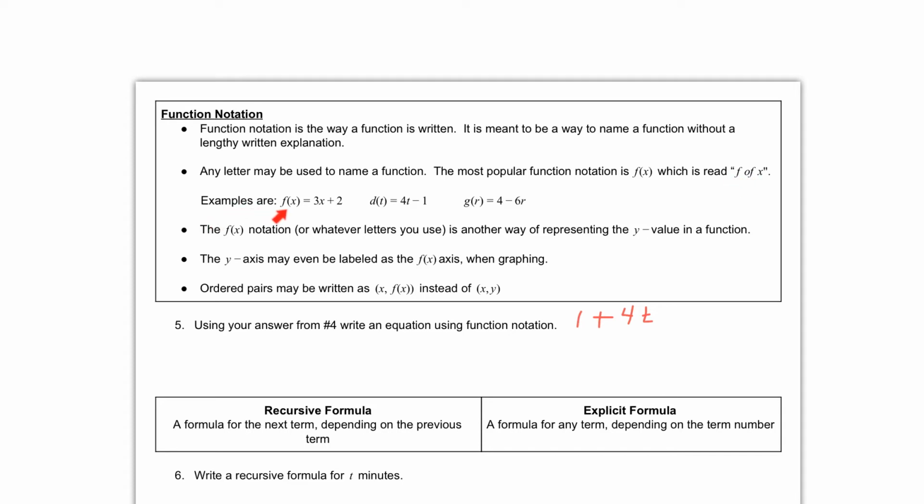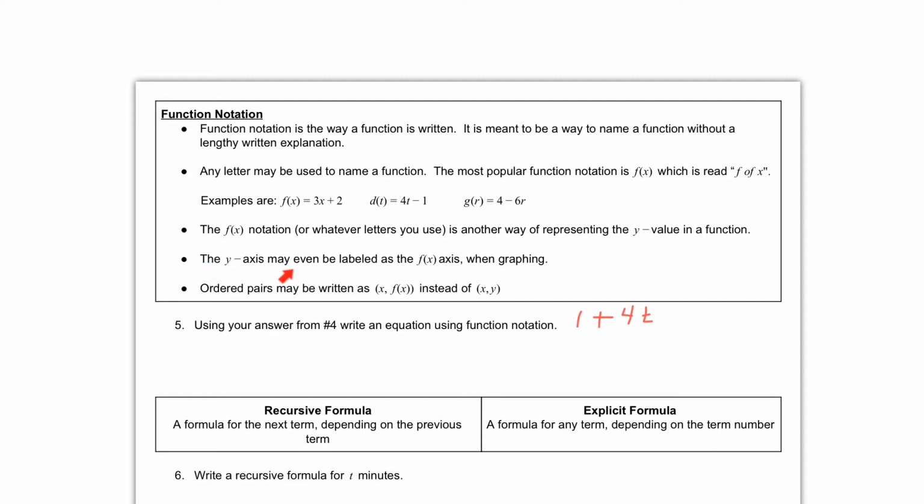So other examples are f of x equals 3 times x plus 2. D of t equals 4 times t minus 1. G of r equals 4 minus 6 times r. Notice that the letter that's inside the parentheses here, that's the letter we are referring to on the right side of our equation. The f of x notation, or whatever letters you use, is another way of representing the y value in a function. So f of x here is the same thing as saying y equals 3x plus 2. D of t is the same as saying y equals 4t minus 1.